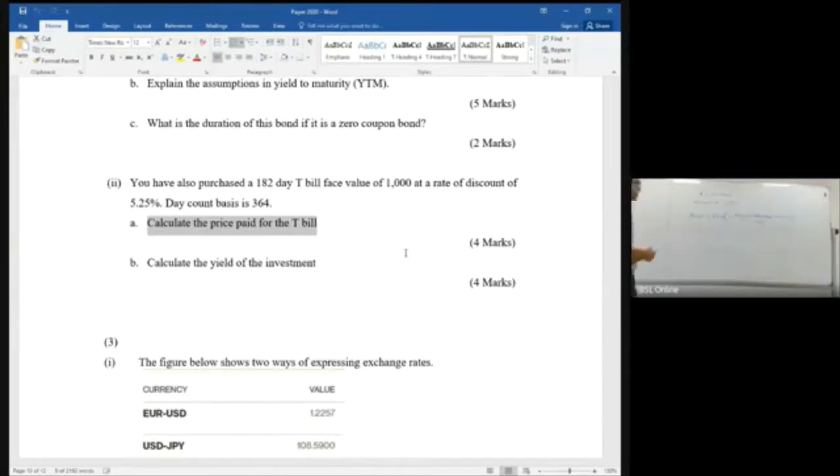So now, what is the discount rate? Given. Days to maturity is given, and this 364 is indeed the day count basis. In this example, it is also given as 364. So just substitute the figures. 1 minus 5.25. Remember, it should be in decimal, otherwise divide by 100. Days to maturity 182 divided by 364. What's the answer?